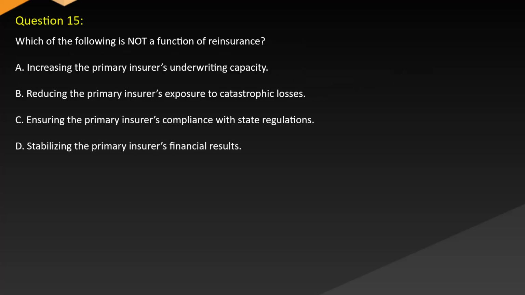Question 15. Which of the following is not a function of reinsurance? A. Increasing the primary insurer's underwriting capacity. B. Reducing the primary insurer's exposure to catastrophic losses. C. Ensuring the primary insurer's compliance with state regulations. D. Stabilizing the primary insurer's financial results.